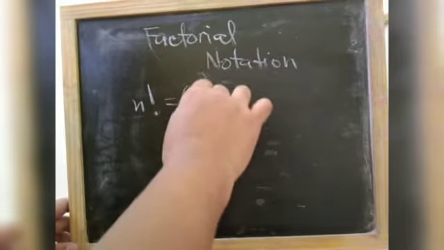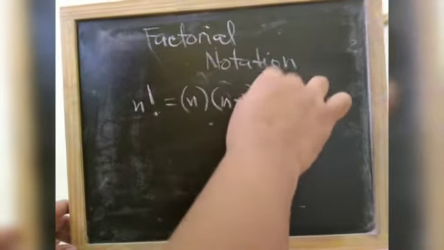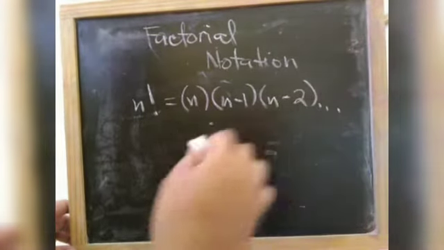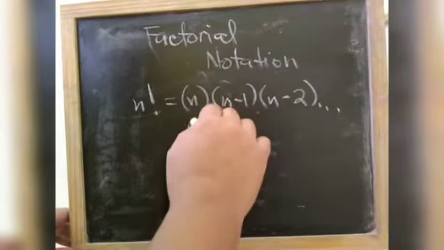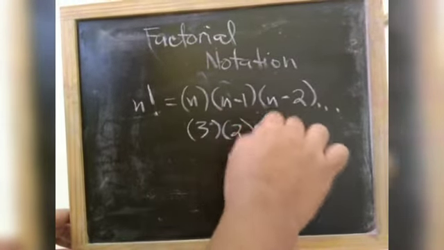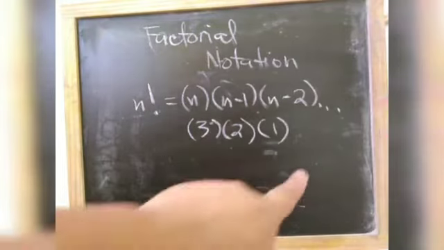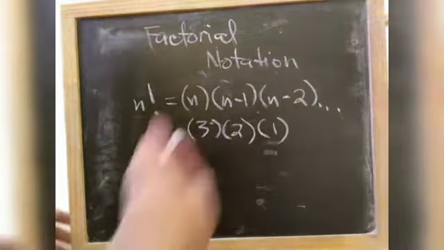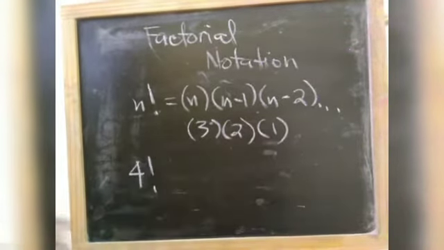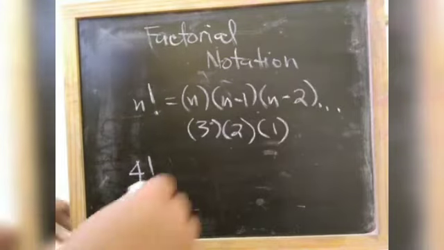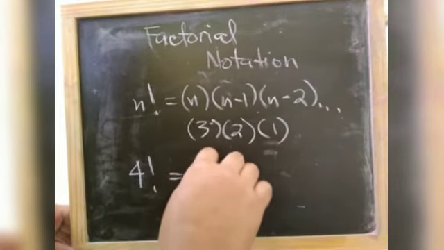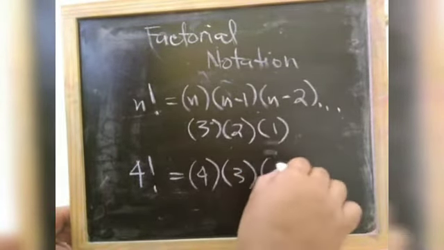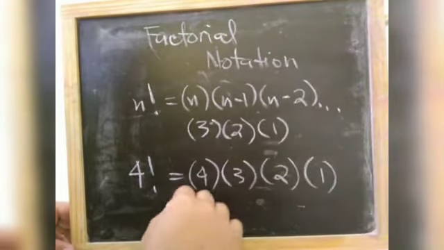So, that would be n times n minus 1 times n minus 2, tapos tuloy-tuloy yan: n minus 3, n minus 4, n minus 5, times 3 times 2 times 1. Ang pinakadulo niya is yung number 1. For example, let's have now 4 factorial. To get 4 factorial, that would be the product of 4, 3, 2, and 1. Yan lang yun.